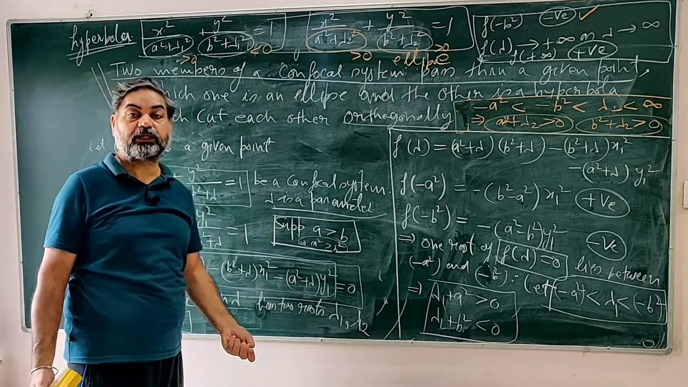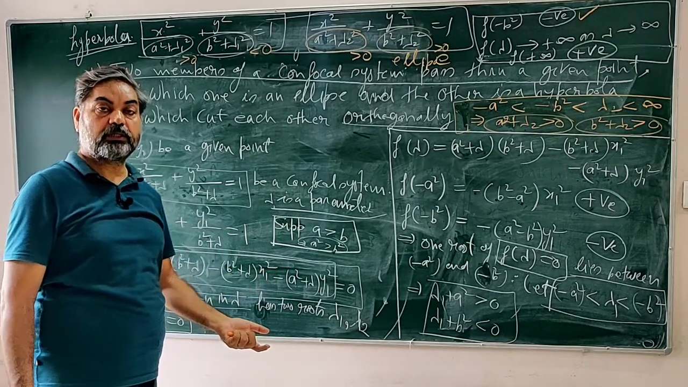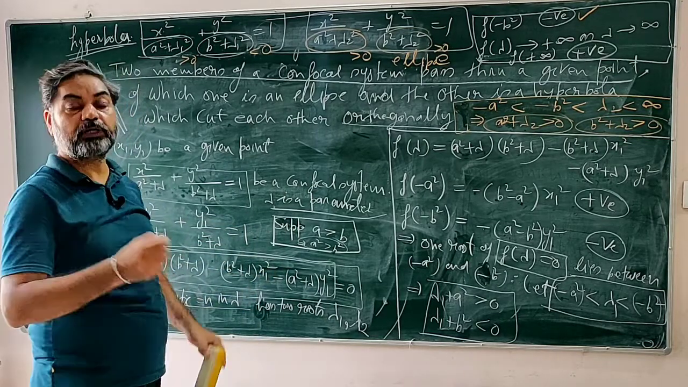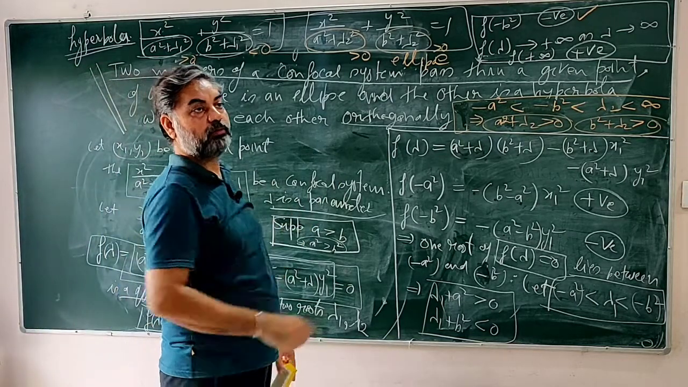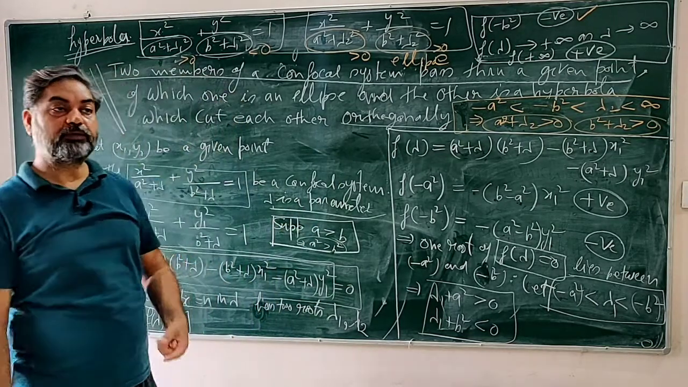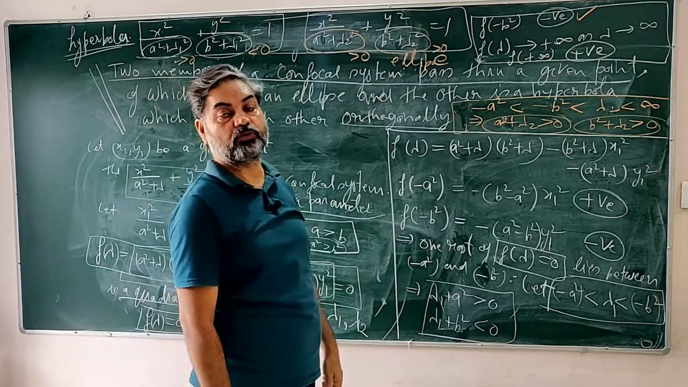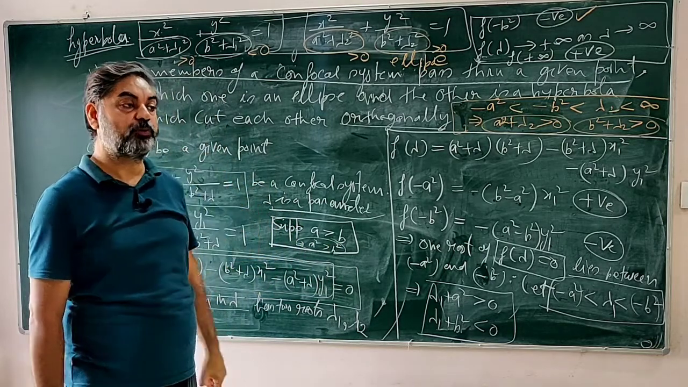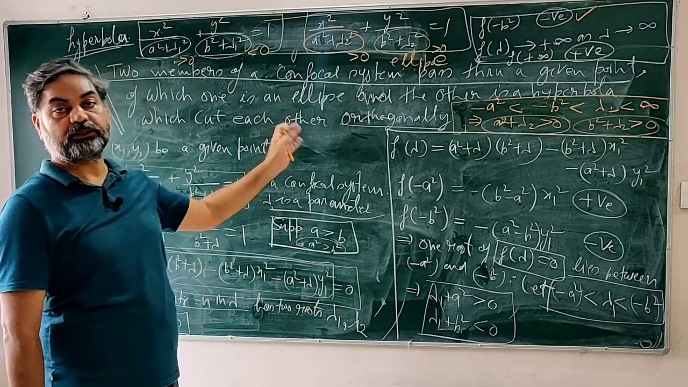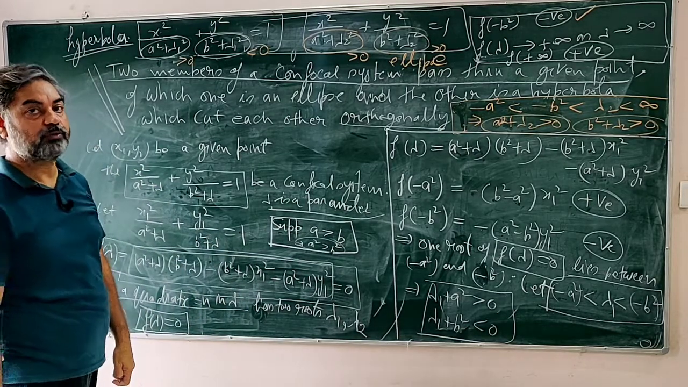So what was the article? Let's revise it once again. We have shown that if you have a system of confocal conics, and a given point x1, y1, then passing through that point there will be two members of that system of confocal conics, and one of the members would be an ellipse, the other member would be a hyperbola. This is what we have shown.